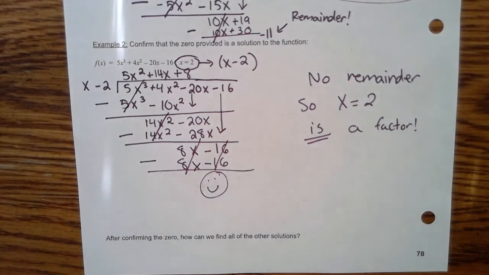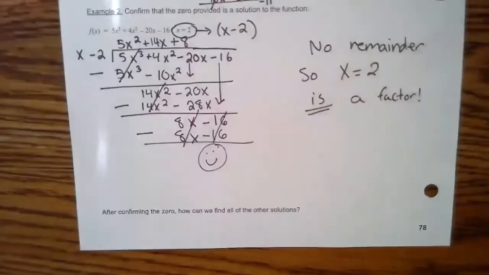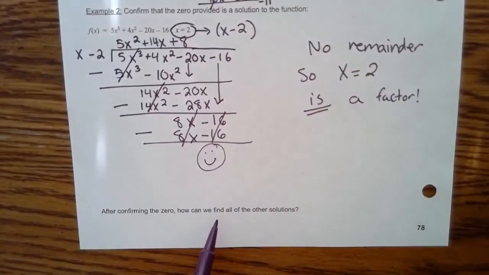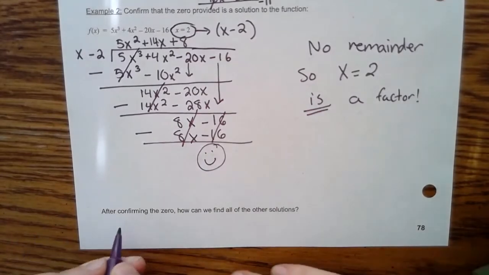Pause, take a moment, look at what I just did. It's really like a lot of jumping around. It says, after confirming the 0, how can we find all the other solutions? We could factor the remaining polynomial.